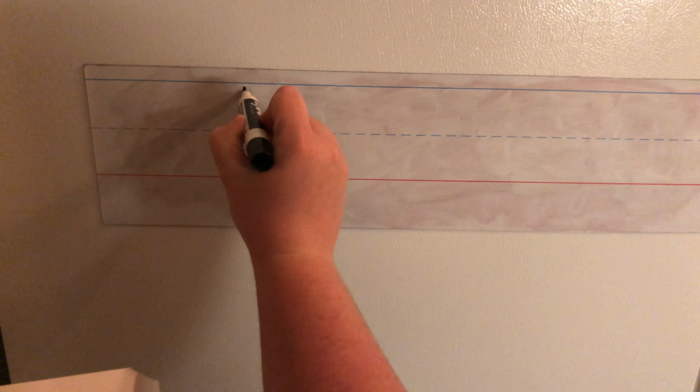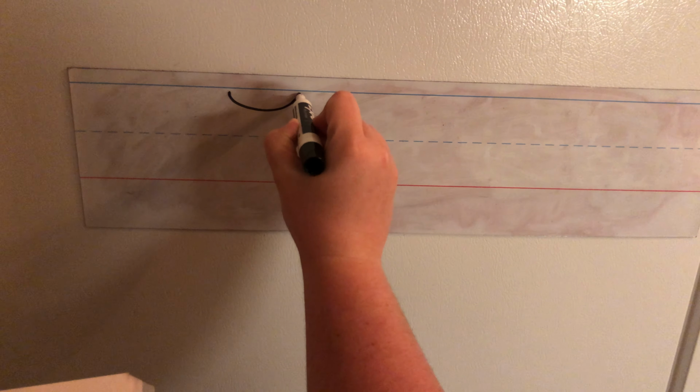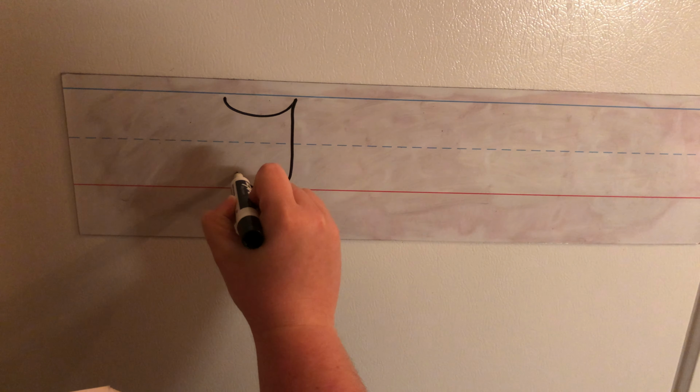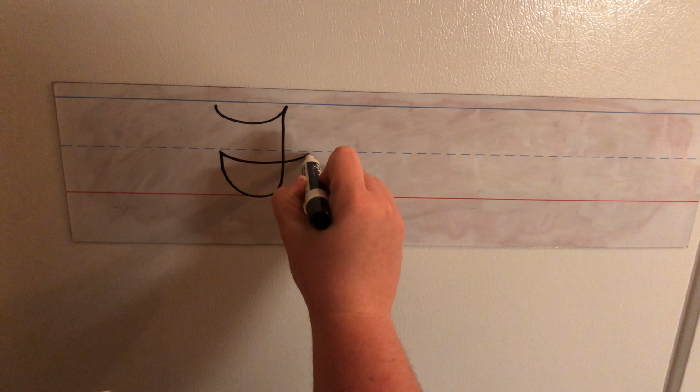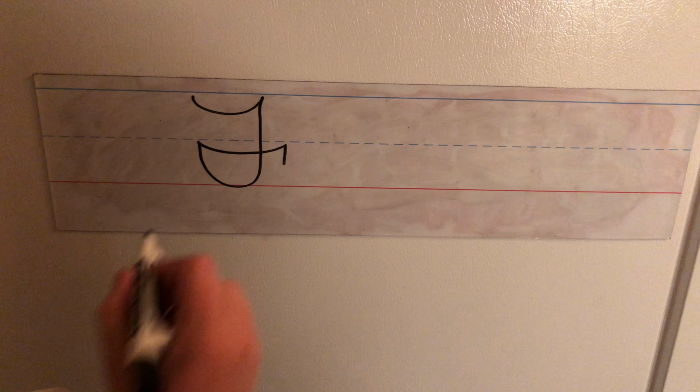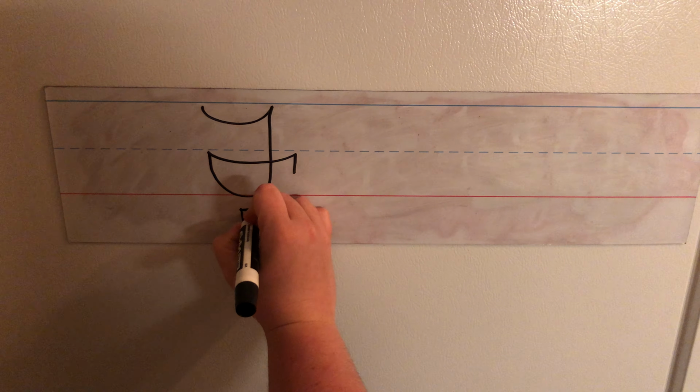Okay, the next two letters begin with a dip at the top. Okay, and these two letters are F and T. Okay, so I will show you how I'm going to do my F. So I start with a dip. I go down to the red baseline, around. I cross over and go down, finish with a line that goes down to the red baseline. That is a capital F.